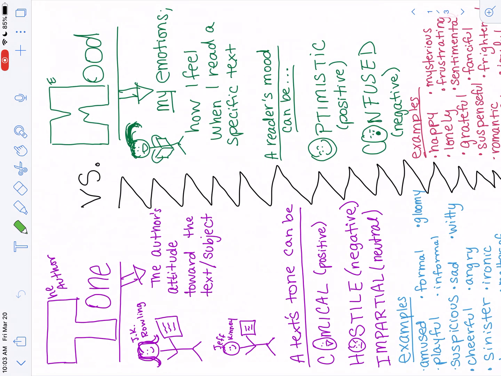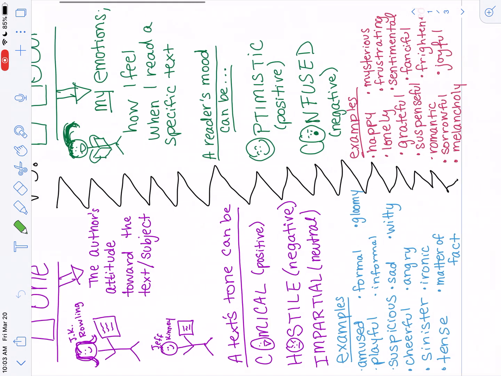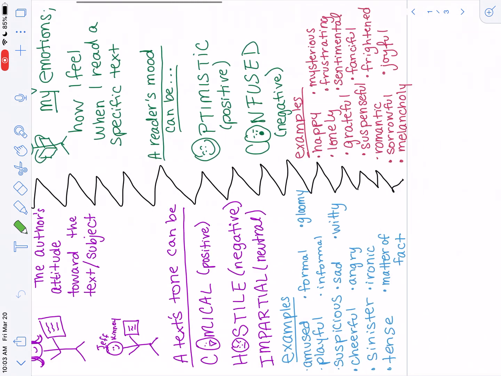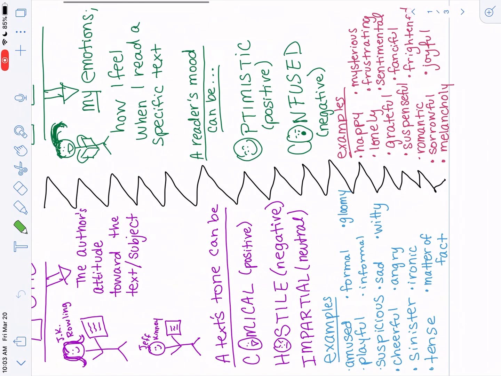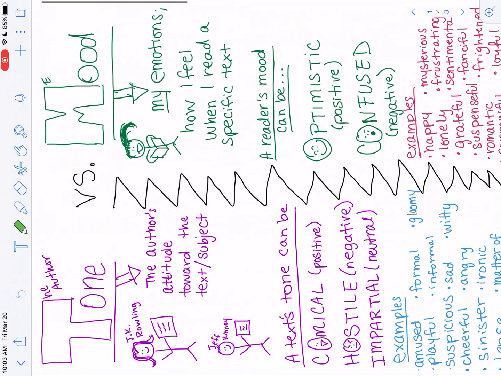Mood then is where you're looking at how you feel, how the reader feels when they're reading or listening to a specific text or speech. So you could be optimistic, you could be confused, you could be all of these things in dark pink, reddish color. Happy, lonely, grateful, suspenseful, romantic, etc. Pretty much anything that you could feel. How do you feel as the reader reading that specific text?